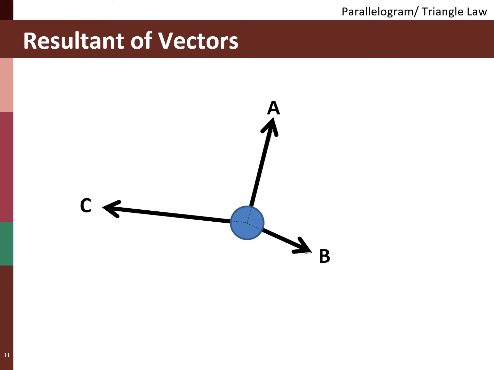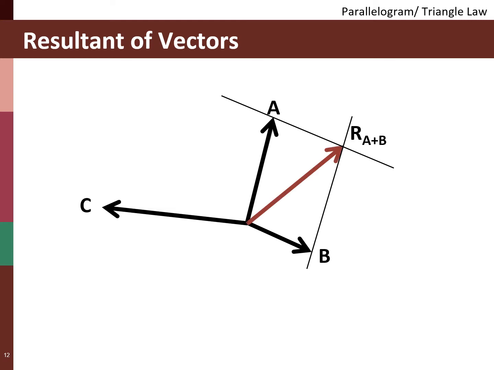We first draw a line that is parallel to A, passing through the tip of B, and a line that is parallel to B, passing through the tip of A. We get the resultant of A and B by drawing the diagonal of the parallelogram passing through the tail of the two vectors.